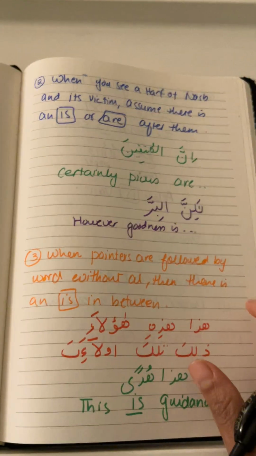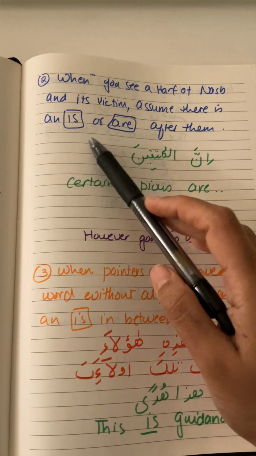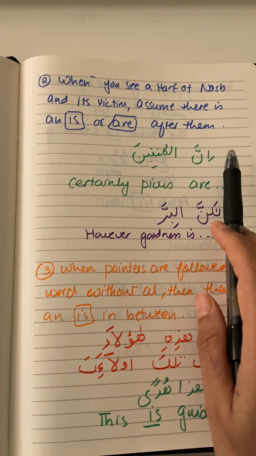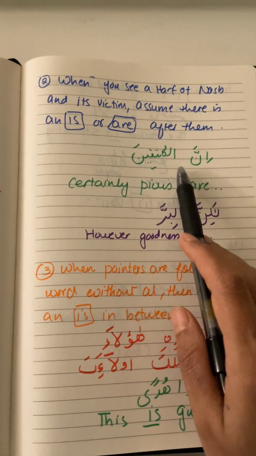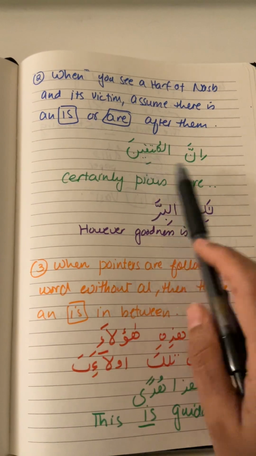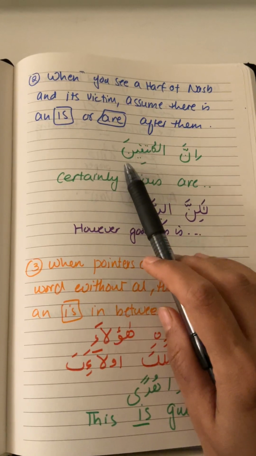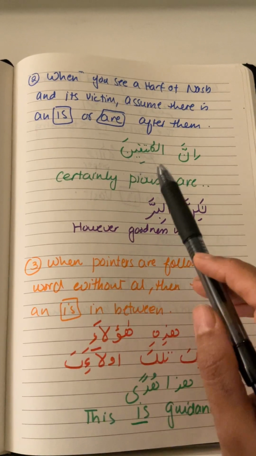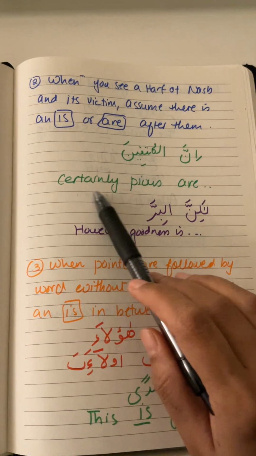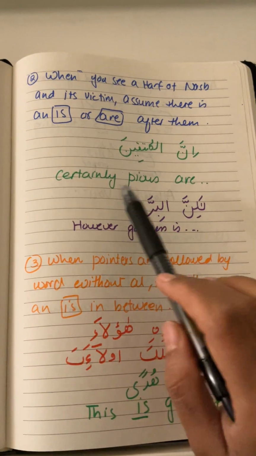The next way to identify an is is that whenever you see a harf of nasab and its victim, assume that there is an is or an are after them. For that you need to know the harf of nasab, which are inna, anna, ka anna, bi anna, laita, lakinna, laala, and you can watch the video for that if you don't know them. Whenever we see the harf of nasab inna, and then innal muttaqina, this changed into a nasab. So whenever you see this, you put an is or an are after it. Innal muttaqina, certainly pious, and then are. So certainly the pious are. We are not going to just say innal muttaqina, certainly pious. No, we'll say certainly pious are.